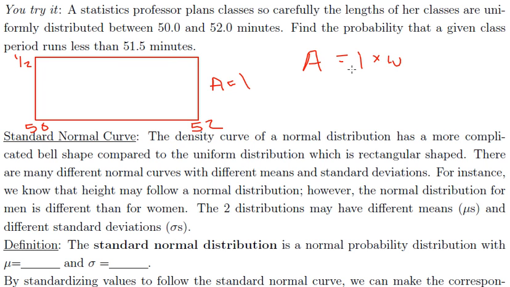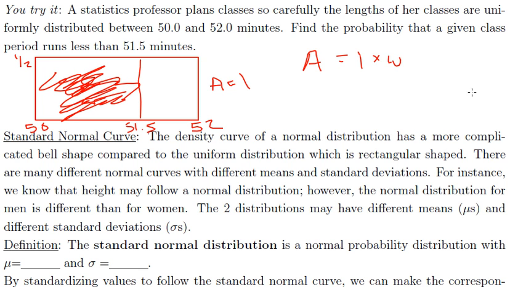And we want to find the probability that a given class is less than 51.5 minutes. So I'm just going to eyeball where I think 51.5 goes. So that's 51.5. Now I want to still use this information to find this shaded area in here. So this is the area I want to get. A little messy there, but that's the area I want to find.